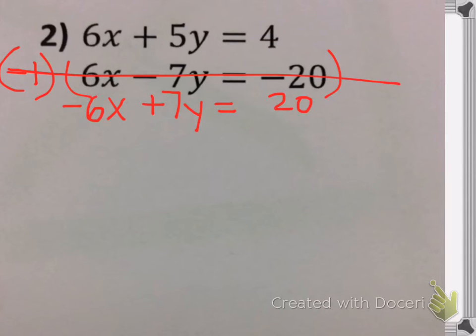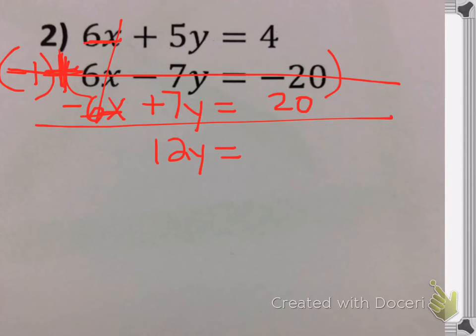Again, I like to just cross that out and then add these two straight down. You know how I am. I like to take the easy way out or do the least amount of work as possible. So try to write this really nice so you can see what you're doing. But 6x minus 6x cancels. 5y plus 7y is 12y. And 4 plus 20 is 24.